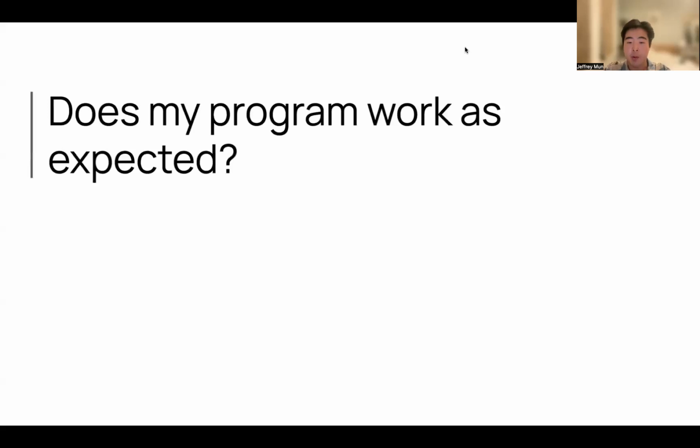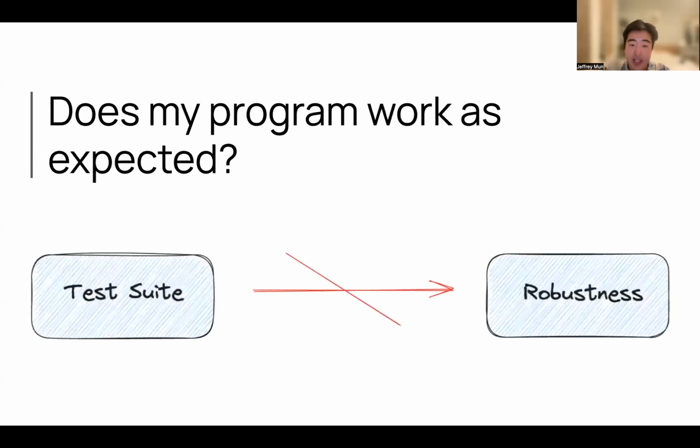As computer scientists, one of the biggest questions we face, whether we're a researcher in academia, an engineer in industry, or a student in university, is, does my program work as expected? Typically, we rely on tools like testing and observation to evaluate code robustness. But no matter how many edge cases we consider or how long we observe a program, we can never answer our question with 100% certainty.